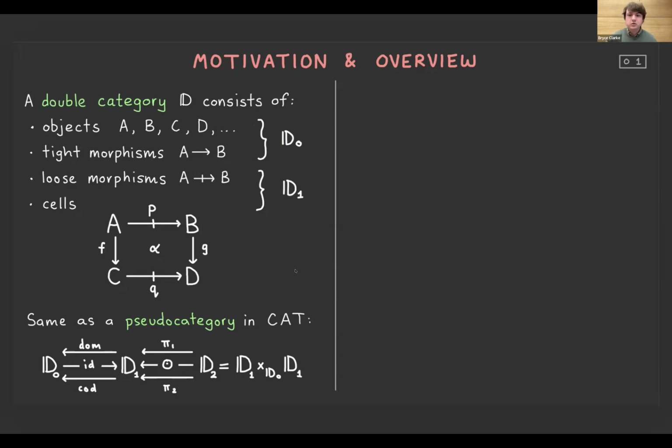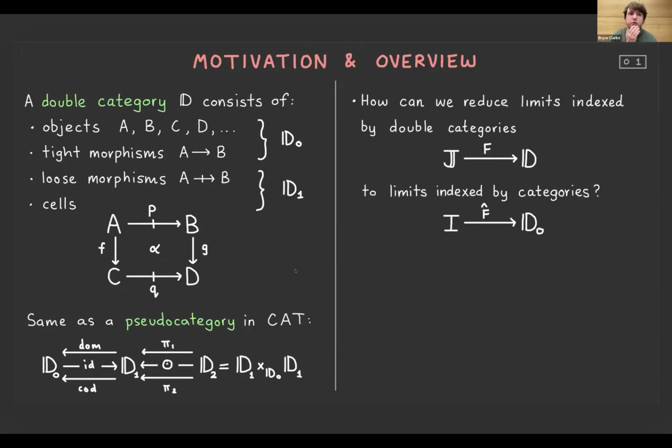What I want to do in this talk is consider two basic questions. The first is: how can we reduce limits indexed by a double category, J, to limits just indexed by a category, say I? So we're taking something complex, which is limits indexed by a double category, and reducing it to something much simpler, which is limits indexed by a category. And how might we go about doing this? Okay, so that's one question.